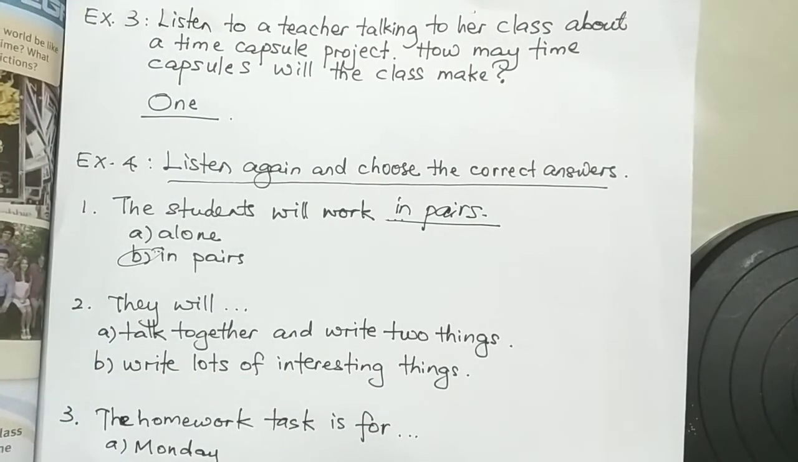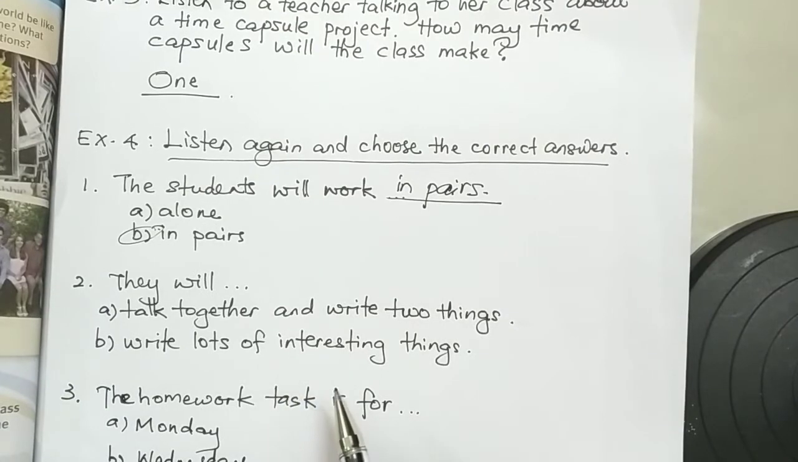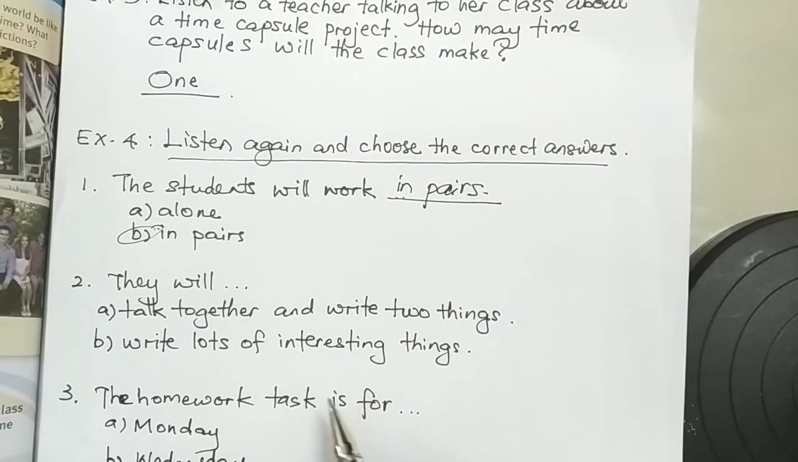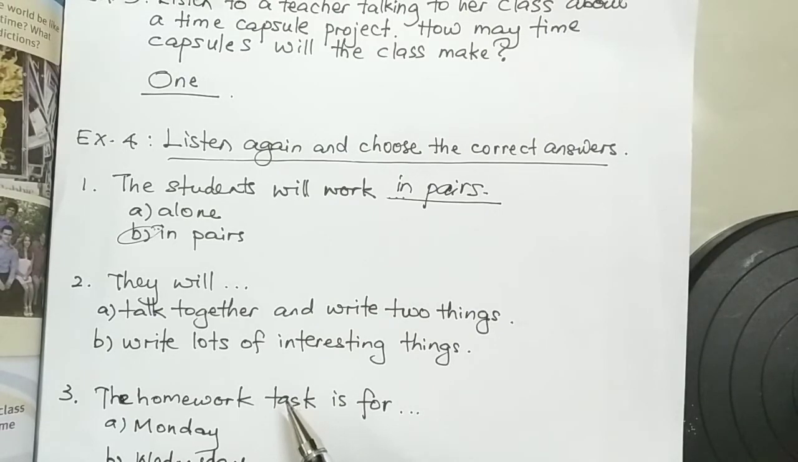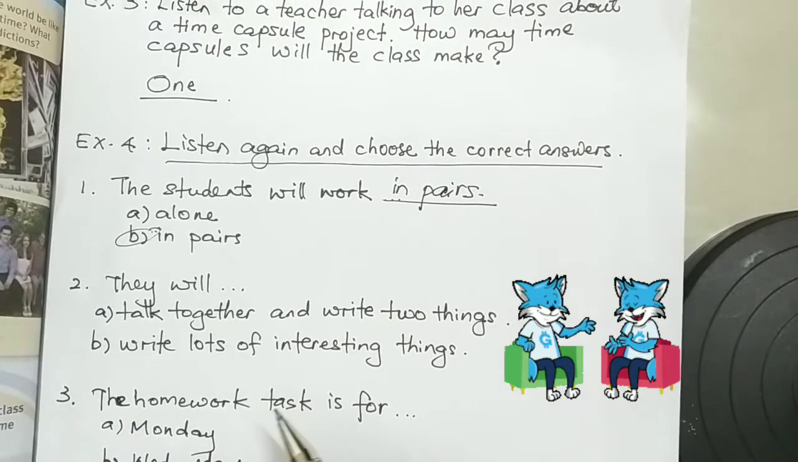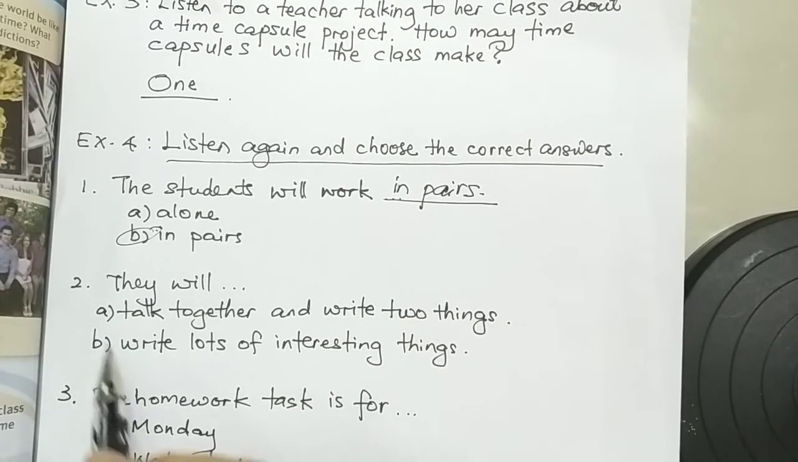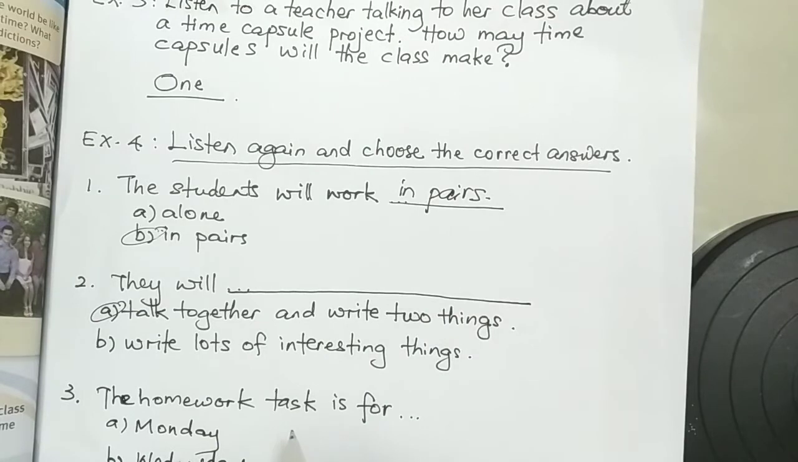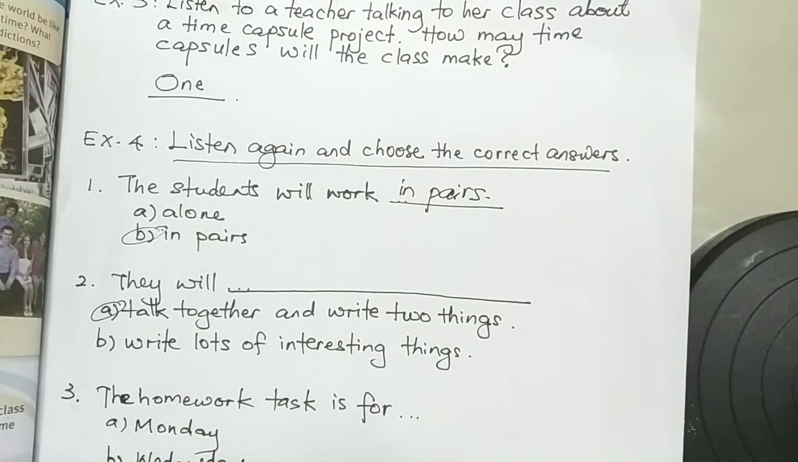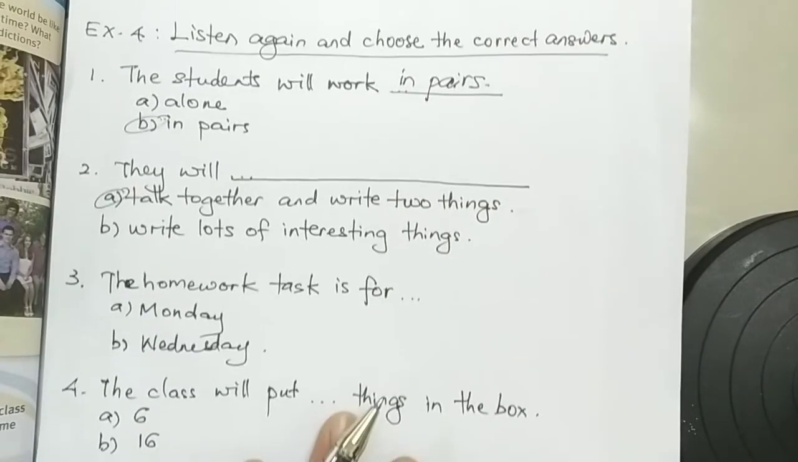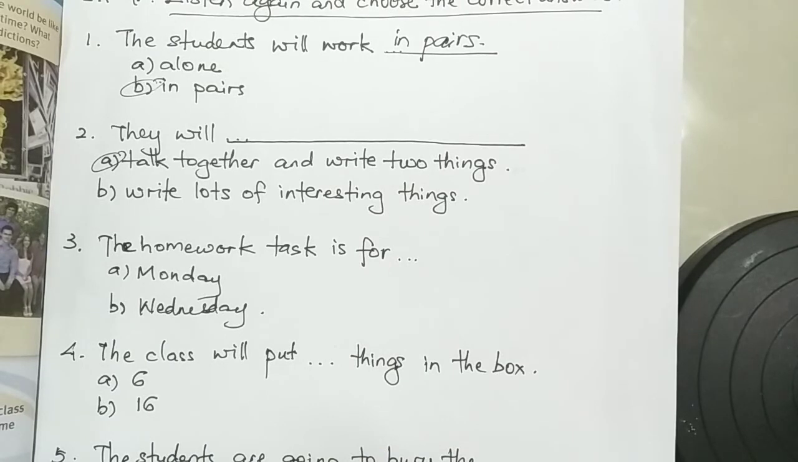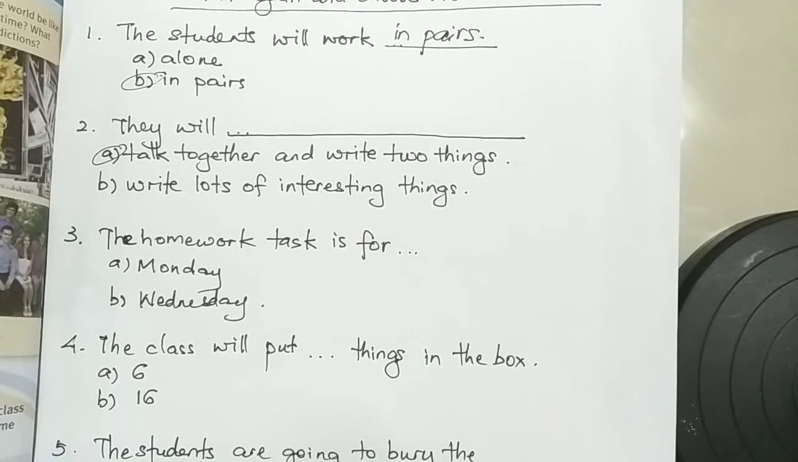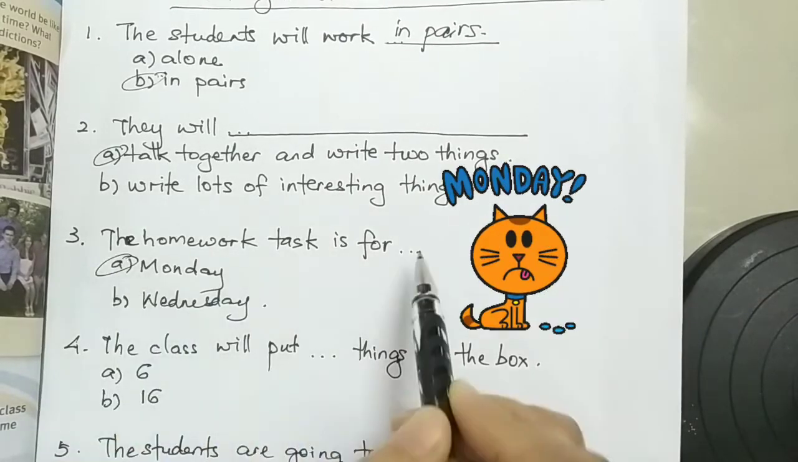Okay, so here, question 2. They will A. Talk together and write 2 things, or write lots of interesting things. So which one do you think is the answer? So they need to discuss it and write down 2 things. So this shall be the answer. And in your exercise, please write down the answer. Alright, so question 3. The homework task is for Monday or Wednesday? Do you still remember? Yeah, I mentioned Monday, right? So here, write down Monday.